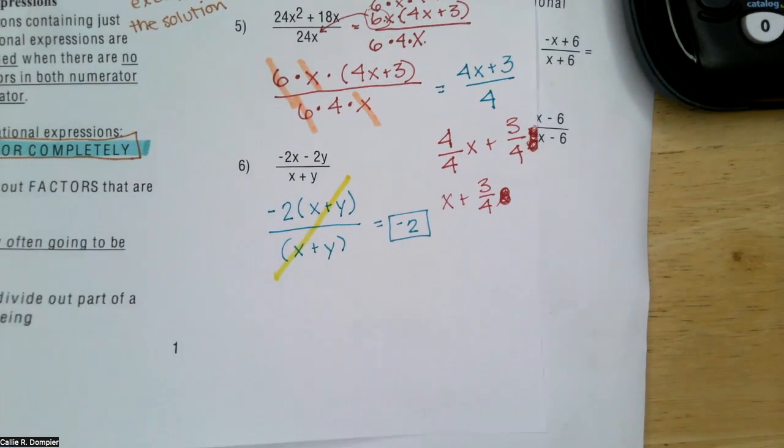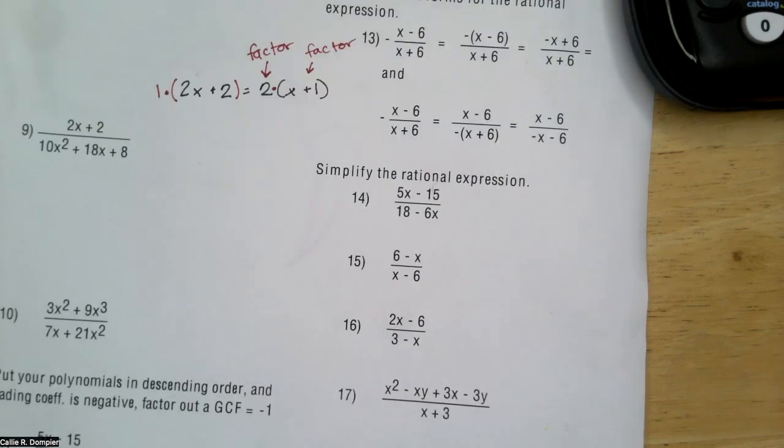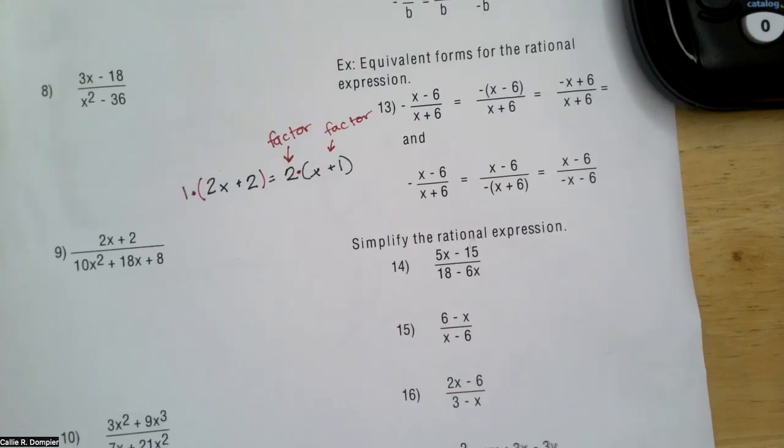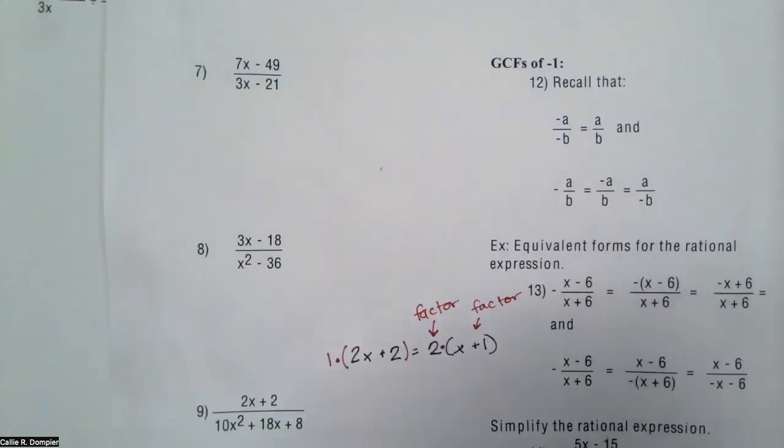Good? All right. 7x minus 49 divided by 3x minus 21.